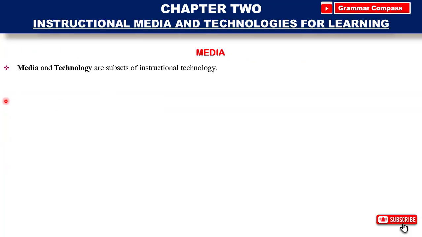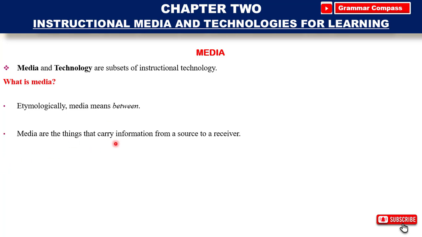The words media and technology are subsets of instructional technology. What is media? Let us look at the etymology of the word. Media means between. Between what? Media are the things that carry information from a source to a receiver. So anything that carries information from a source to a receiver is what is called media. So it serves as a link between the source and then the receiver. That is the meaning of media.